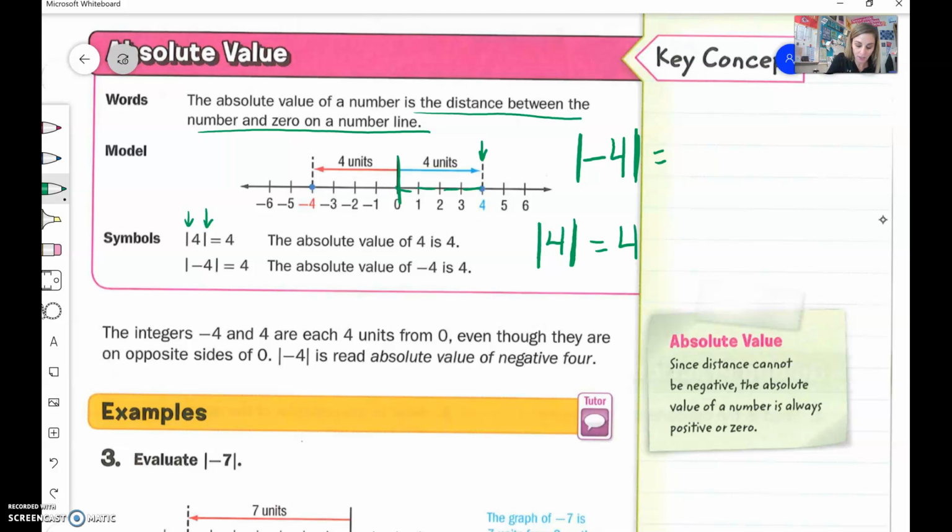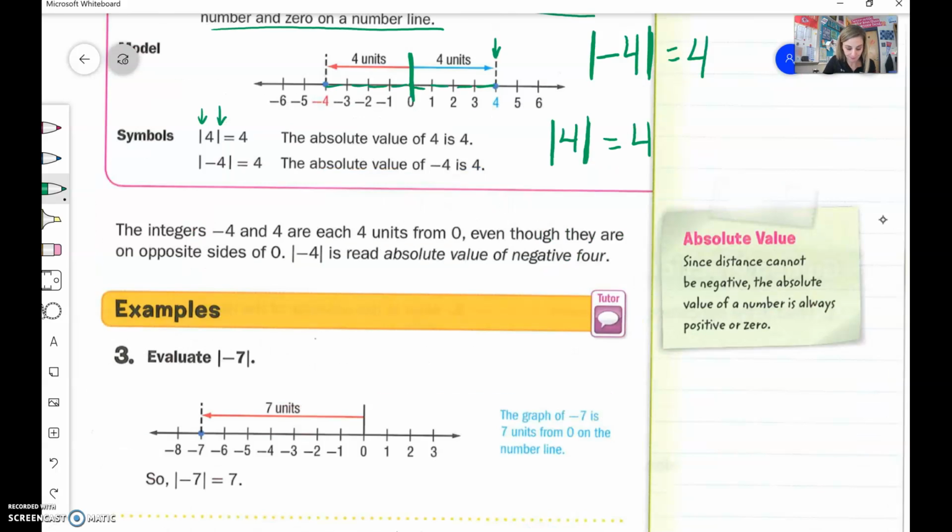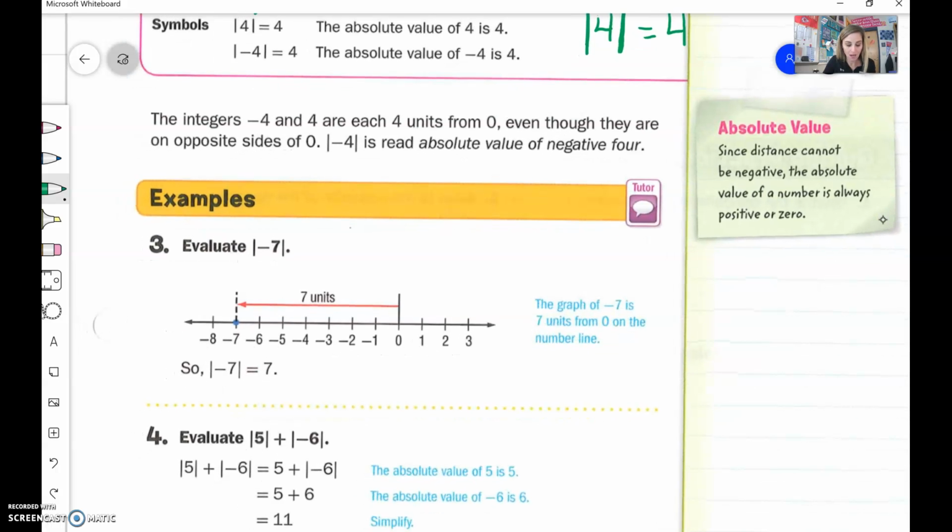Okay, so you're talking about 0. So what is the absolute value of negative 4? How many units away from 0 is it? 1, 2, 3, 4. It is 4. It is not negative. That is just the distance from 0. Okay, so let's evaluate.